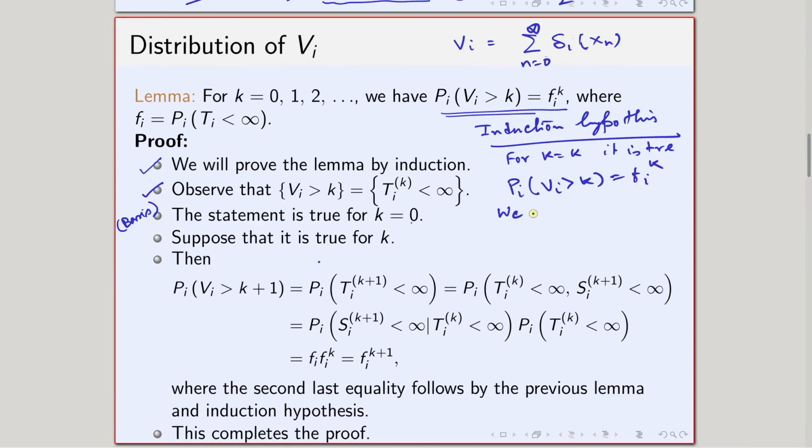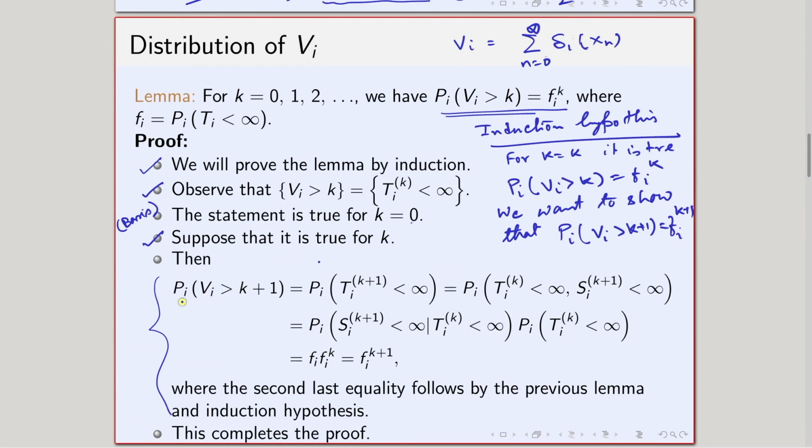We want to show that the probability that Vi is greater than k plus 1 is the same as f_i^(k+1). If based on this assumption we can show this one, then we are done. Using mathematical induction, I can then claim that this statement is true for all values of k: 0, 1, 2, 3, 4, and so on. So let us try to prove that. We assume that at k equals k this is true, and I want to show that for k plus 1 this statement is true, which is given here. So let us go through how we can prove that.